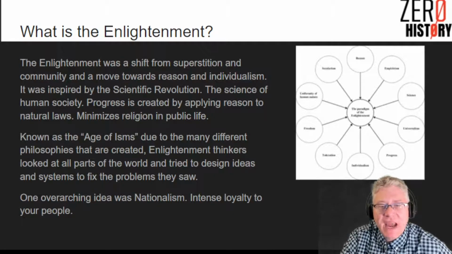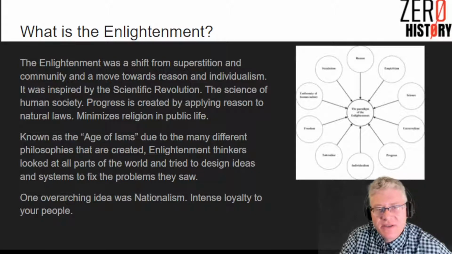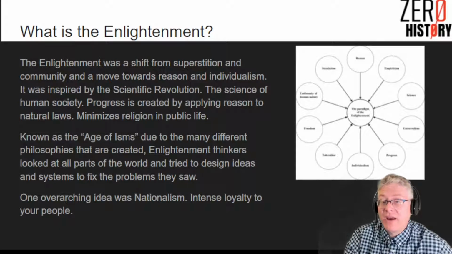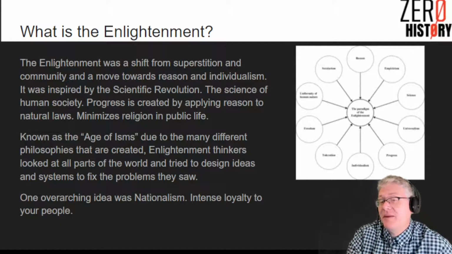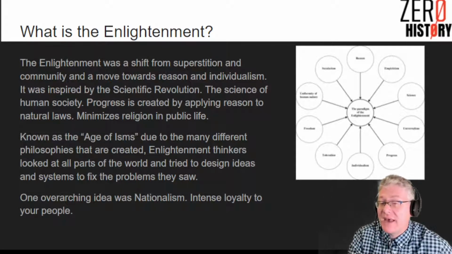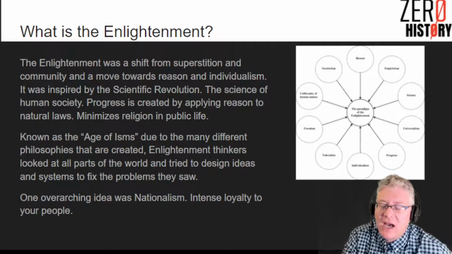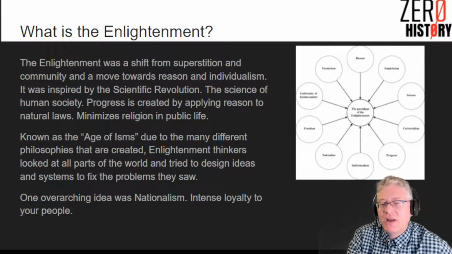This is known as the Age of Isms, meaning communism, socialism, capitalism, all that kind of stuff, because of all these different philosophies that are created. Enlightenment thinkers looked at all parts of the world and tried to design ideas and systems to fix these problems. So we have examples where they're like, well, people are committing crimes and that's bad. How can we make that better? What can we do to make that better? So they will try to fix that part of it.